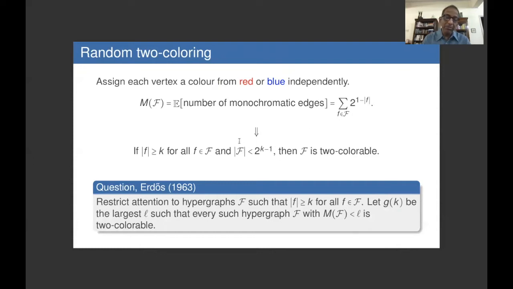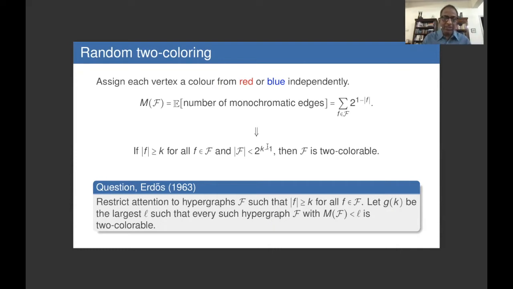So if this hypergraph has fewer than 2^(k-1) edges, then this expectation would be less than 1. In particular, the hypergraph would be two-colorable. So a random algorithm, which doesn't even look at the hypergraph and just colors the vertices red or blue, succeeds in coloring hypergraphs which have very few edges.